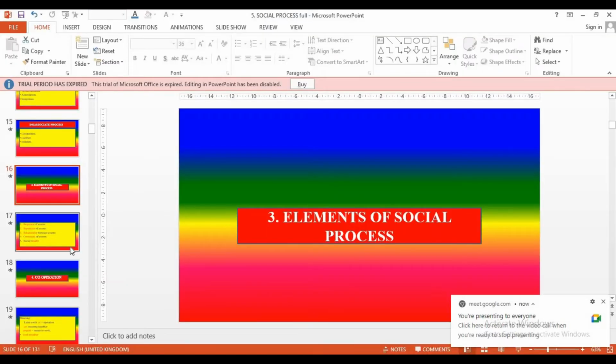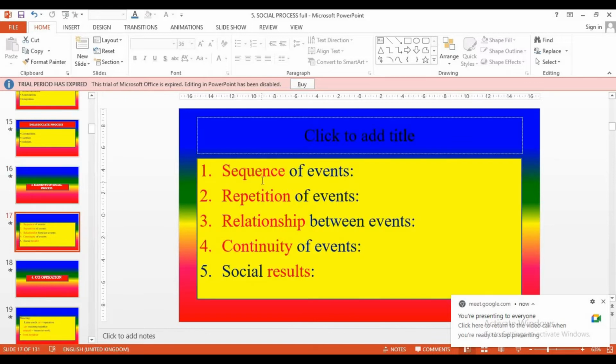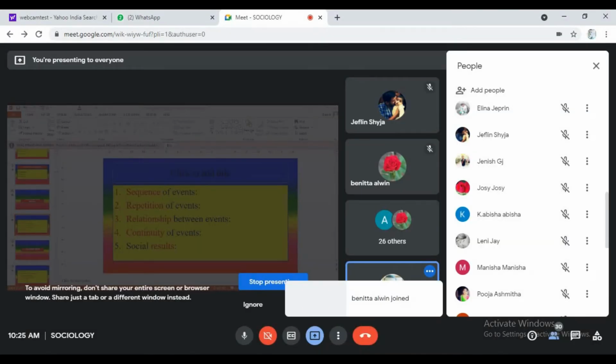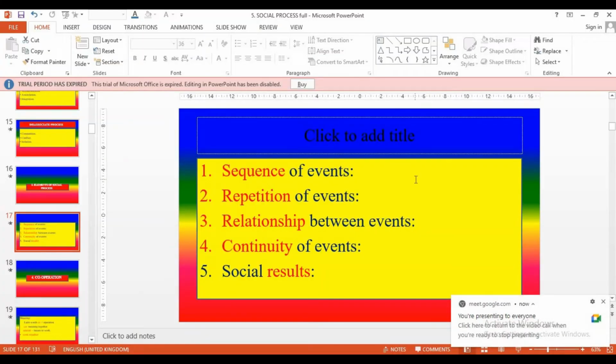Then the elements of social process. First element, sequence of events. Sequence means gradually. For example, every social process starts with cooperation. Next, competition. So this happens sequentially. Then conflict. After conflict, conflict resolution. Then integration. Then cooperation. It's a sequential process.